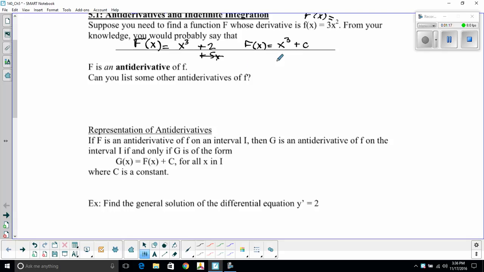Can you list some other antiderivatives of f? We just listed some: any x cubed plus a constant.